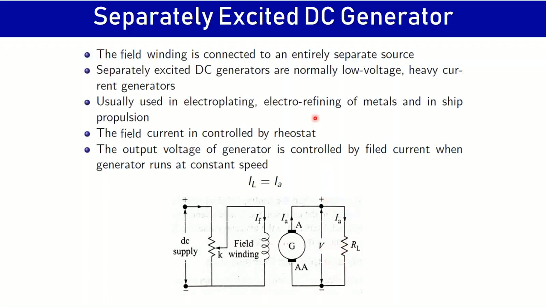This type of machine, the separately excited DC generator, is usually employed in electroplating, electro-refining of metals, and in ship propulsion. We had seen that the voltage will be dependent on the flux, and this flux is dependent on the field current. So this field current can be controlled if we employ a rheostat here.